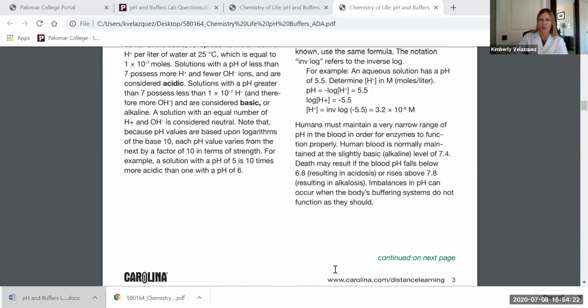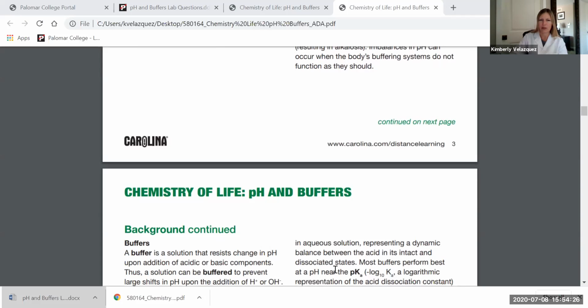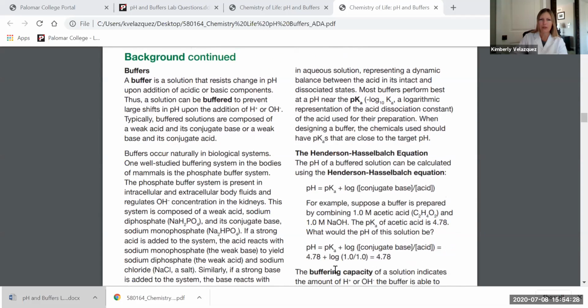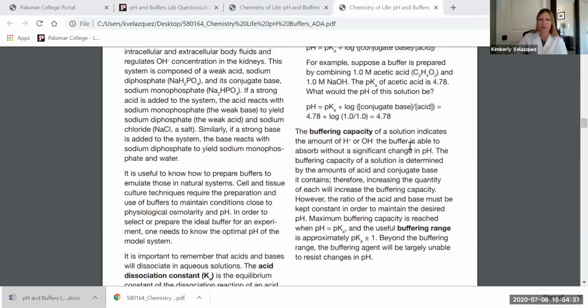You will need a calculator today, though, to calculate some molarity and dilution factors that I'm going to show you in a minute. Okay, the other thing you don't need to worry about is this Henderson-Hasselbalch equation. Again, this is for a chemistry class, so you can ignore that part.